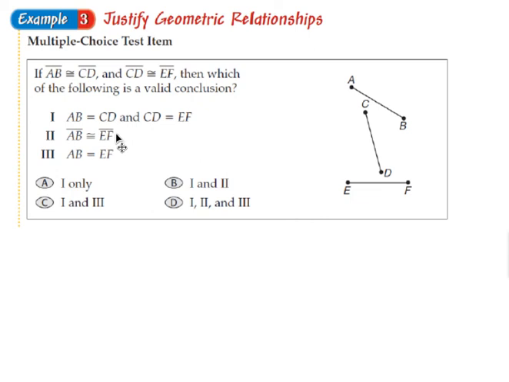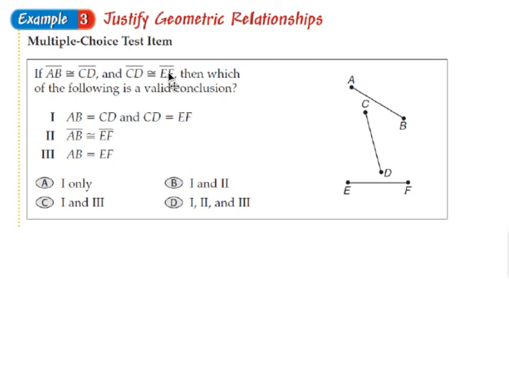Now let's look at the next statement. It says segment AB is congruent to segment EF. That statement is true because of a property called the transitive property. And think about this. EF and AB are congruent to the same segment, which is CD. Since they're congruent to the same segment, CD, they both have to be equal to each other. So the second statement is also true per the transitive property.